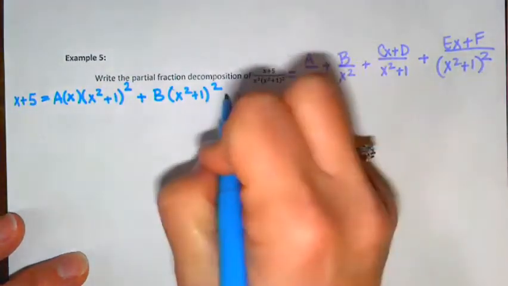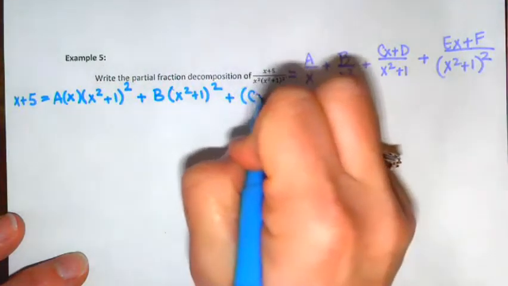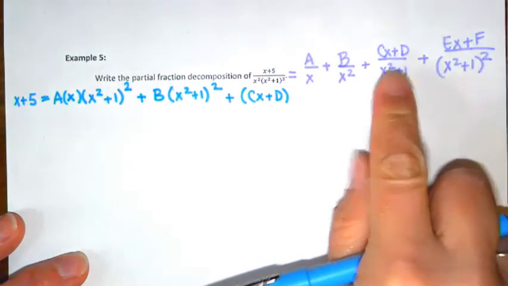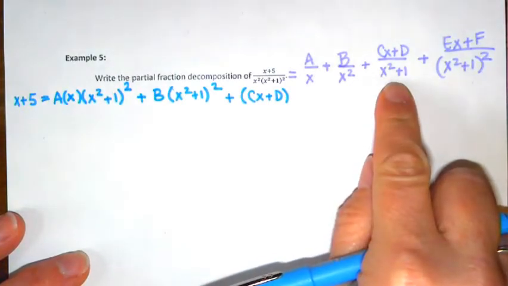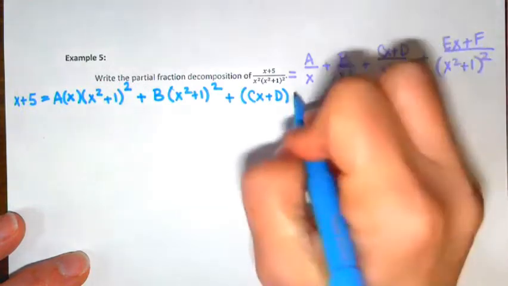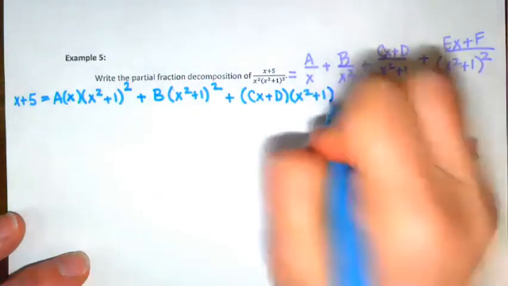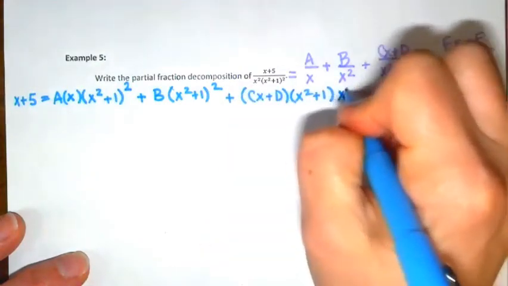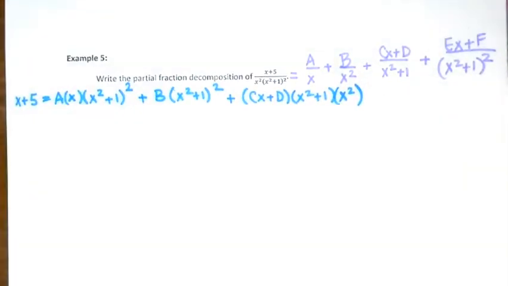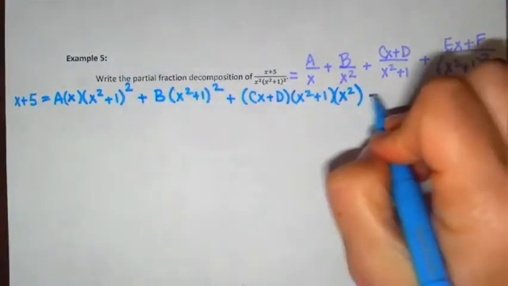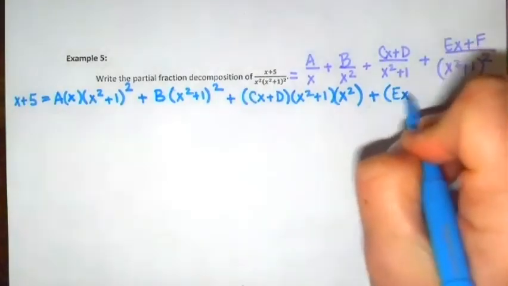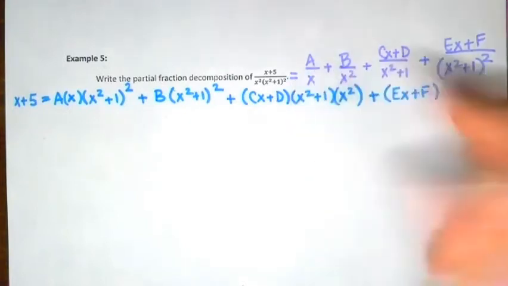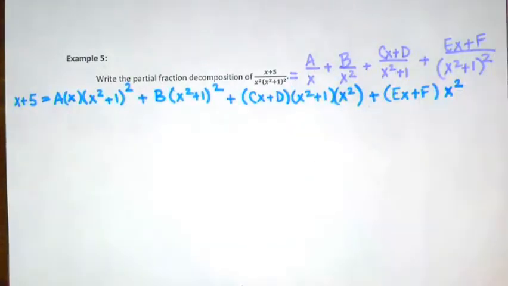Plus, the Cx plus D: I only have the x squared plus 1, but I need it how many times? One more. So I need to multiply by x squared plus 1 one more time. Plus, I'm also missing the x squared from the beginning. Plus we have this Ex plus F. The nice thing is I already have the x squared plus 1 squared, but I'm missing the x squared out front.